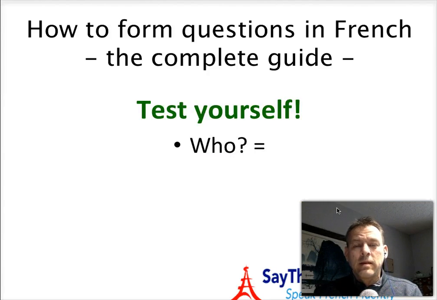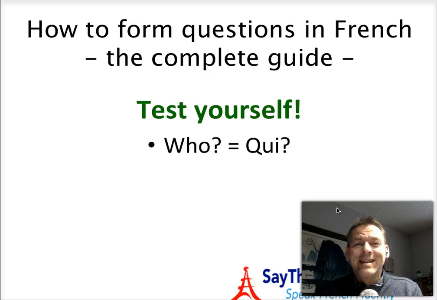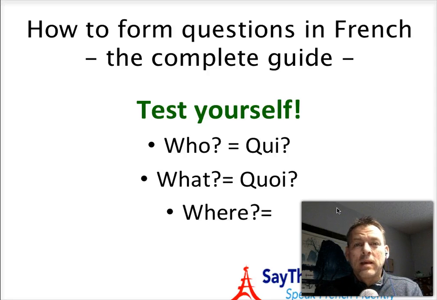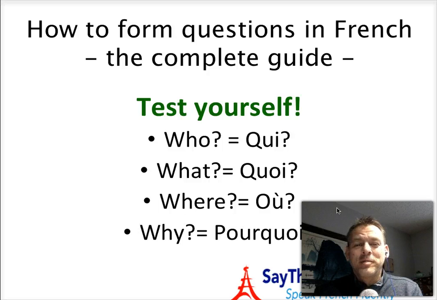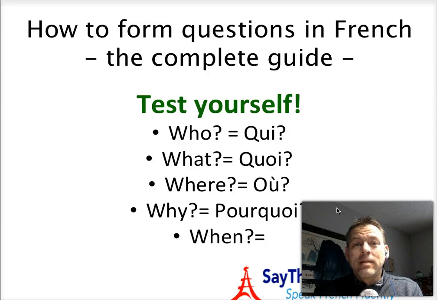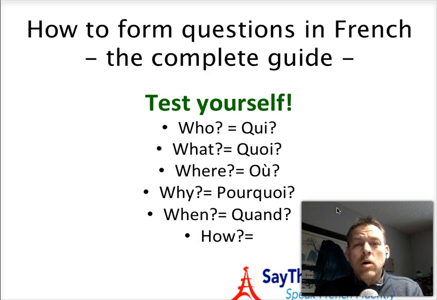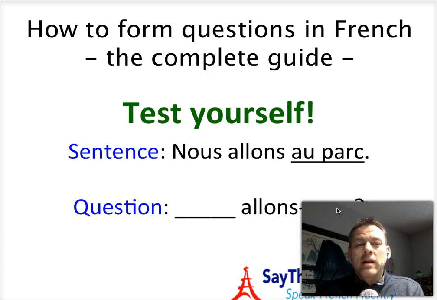And here's a little quiz. Who represents what in French? Comment dit-on? Who? That's right. Qui? What? Quoi? Excellent. Where? Où? Bravo. Why? Pourquoi? Superbe. You're doing great. When? Quand? Excellent. How? Comment? Superbe. Excellent.